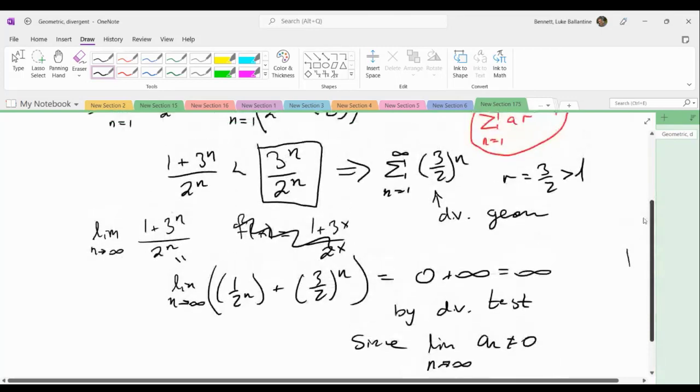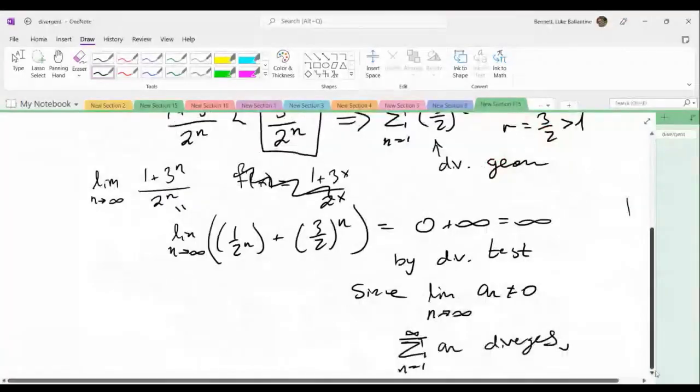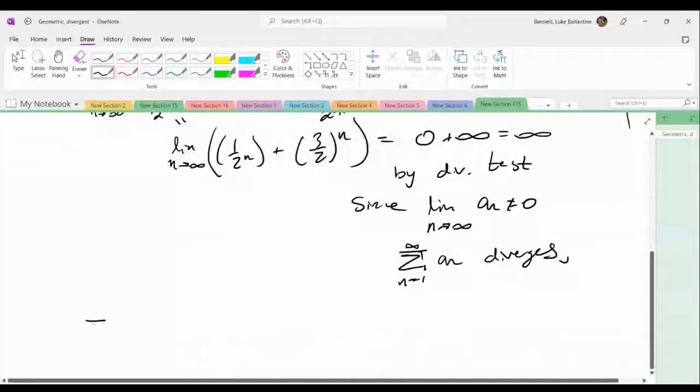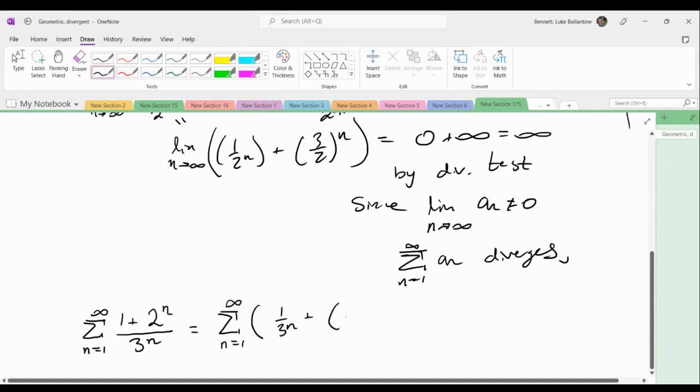So we have, for this next one, something that looks almost identical. We're just going to flip the 2 and the 3. So this is 1 over 3 to the n plus 2 over 3 to the n.